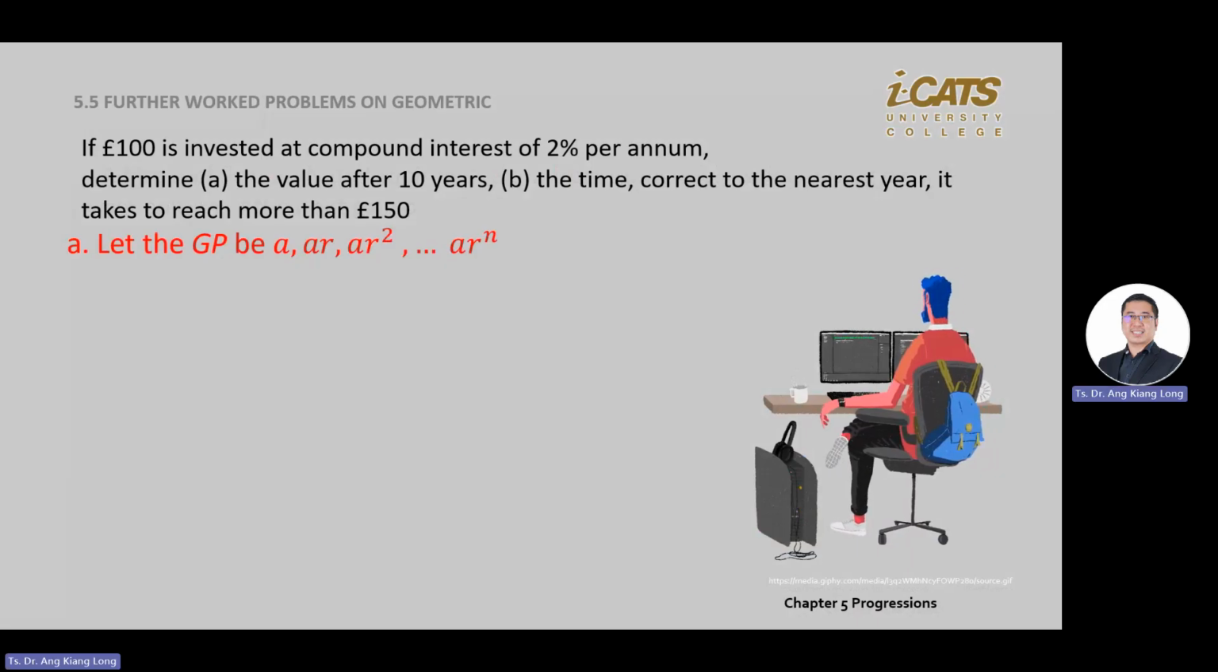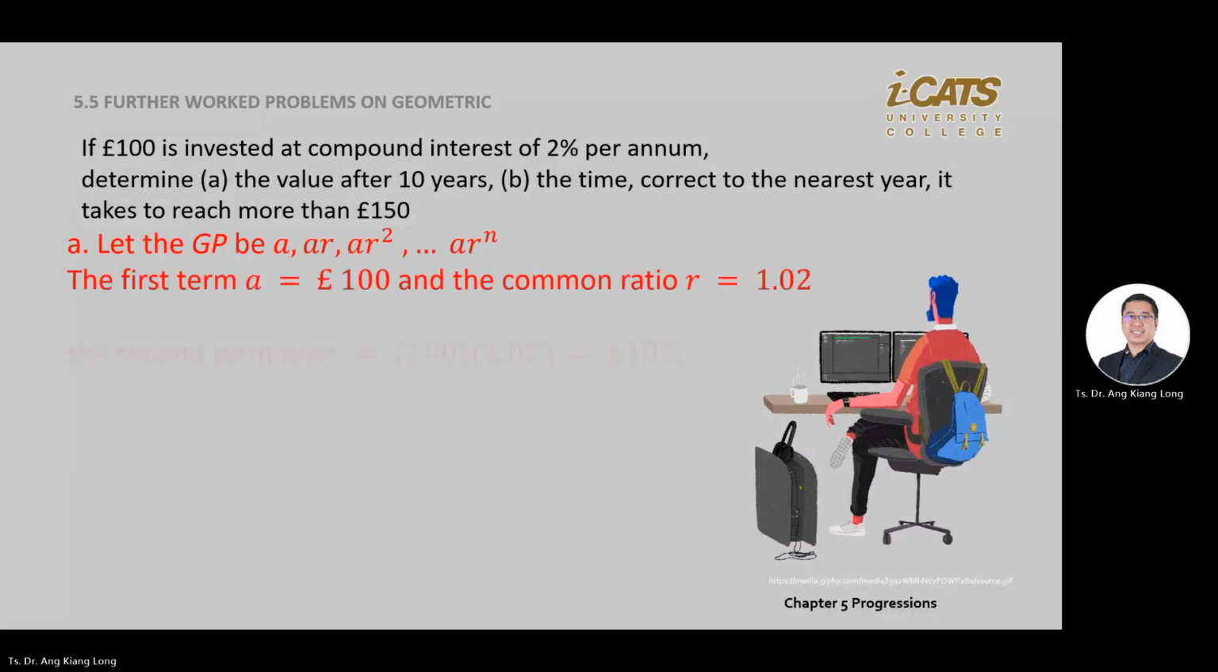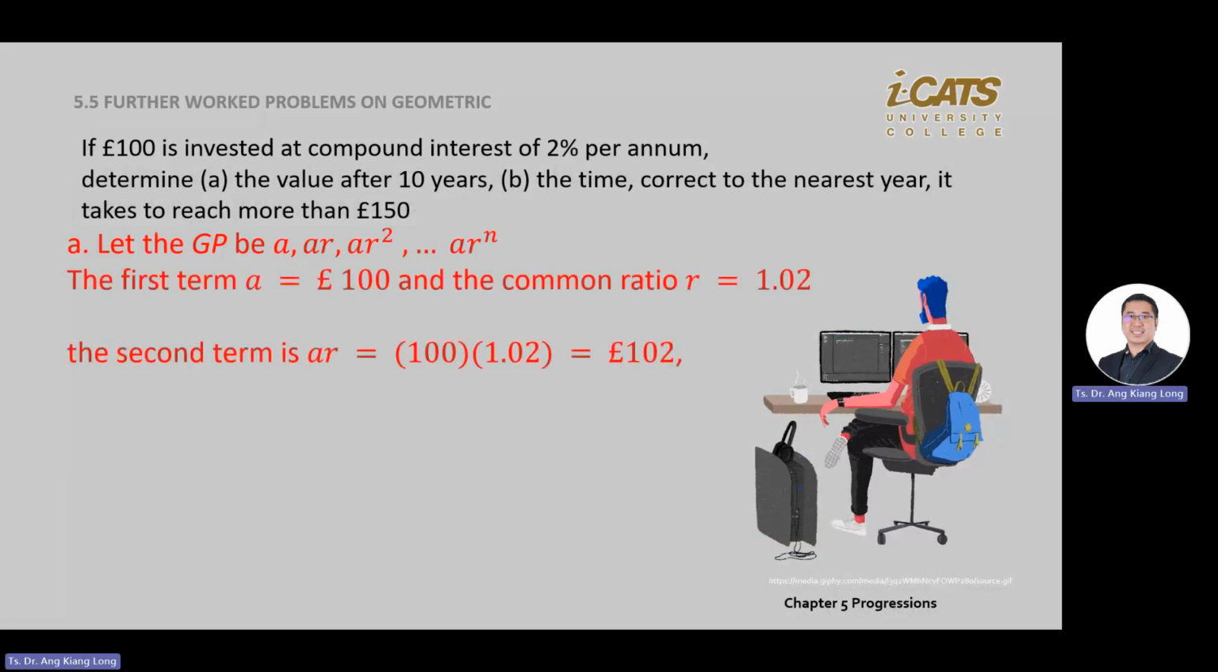So what is your R? What's your R? So 2% is what? 0.02. So what is your R? In compound interest, is the number getting bigger or smaller? Bigger, right? So your R is not 0.01. Your R is 1.02.